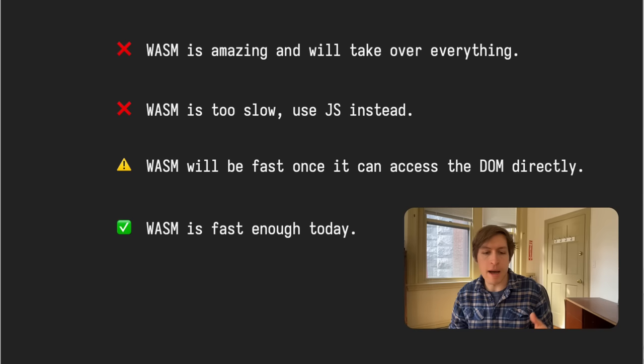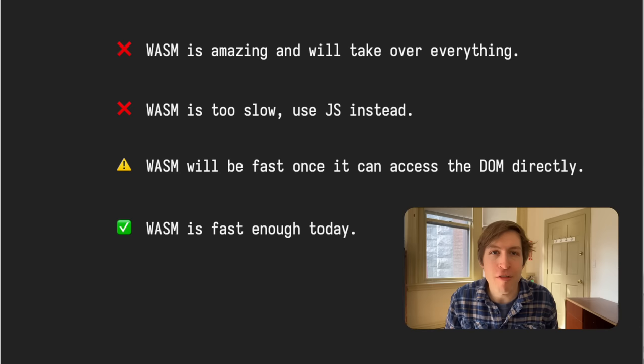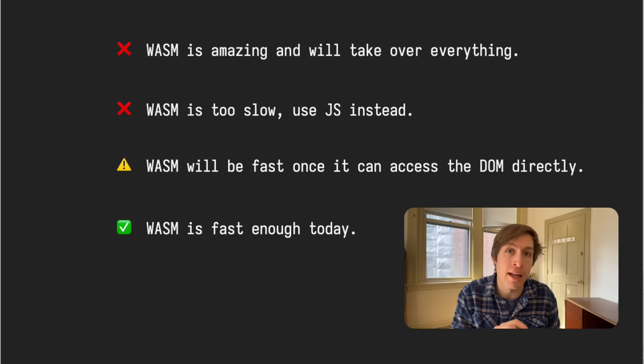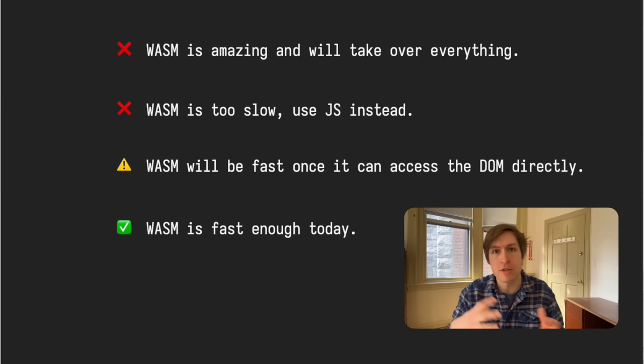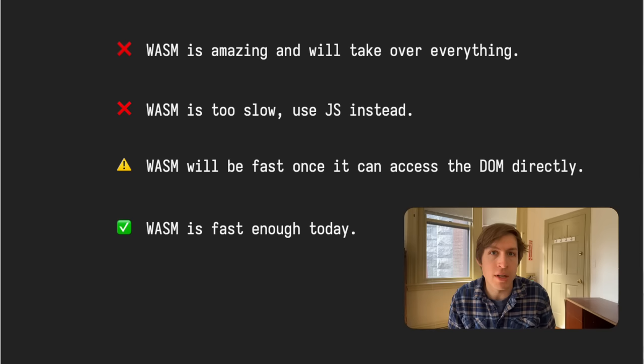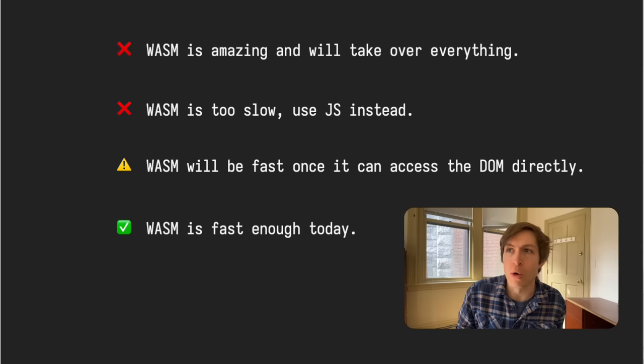There's a third kind of half myth, which is that WebAssembly will finally be fast enough once it's able to directly access the DOM. So you may know that right now, WebAssembly can't directly call into browser APIs. It has to call out through JavaScript, and then JavaScript will call out to the DOM. There's wasm-bindgen that lets us do this without having to know about it, but it's there in the background. We can't directly do something like create a DOM element or set an attribute or set the contents of a text node from within WebAssembly.